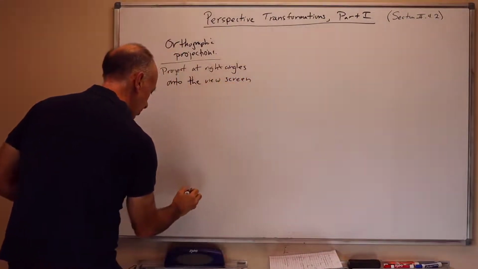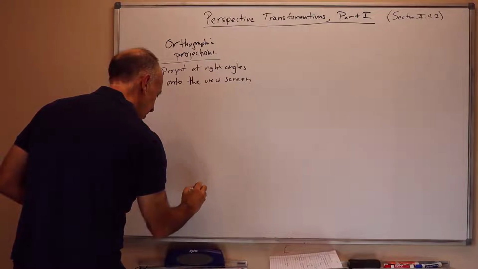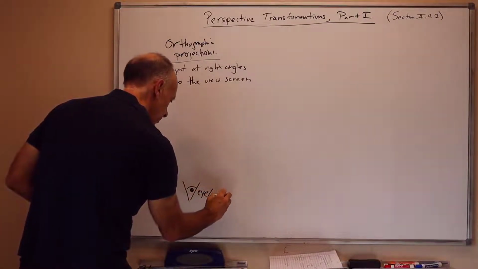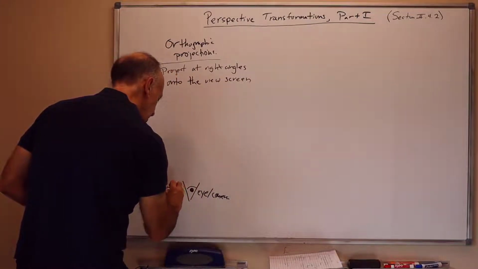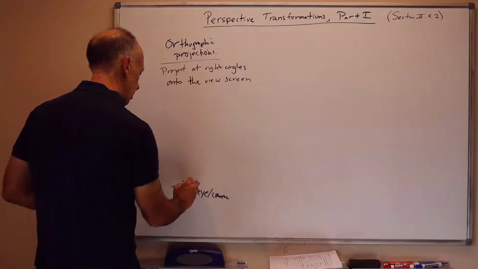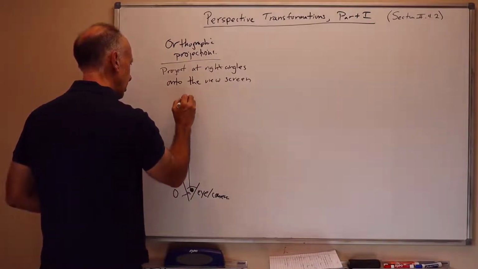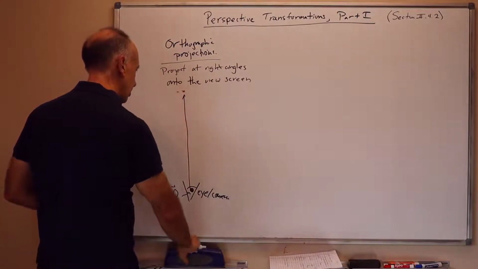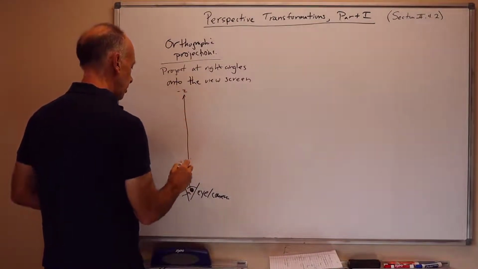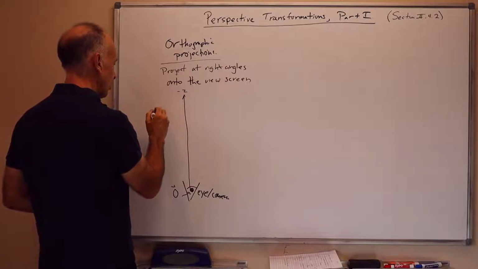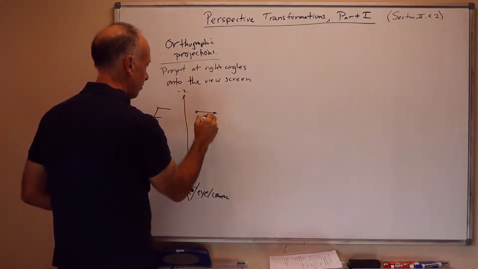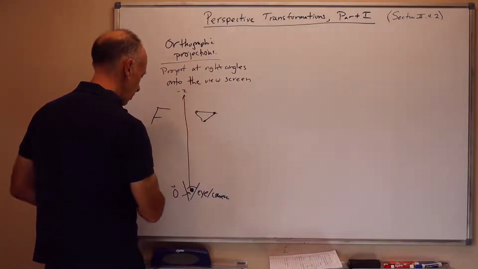We've got the viewer, which I'll draw as a little stylized eye here. This is meant to be an eye or a camera. And by convention, the viewer will be sitting at the origin and looking in the negative z direction. So here's the negative z-axis pointing up. We have some sort of top view here, and there's some objects sitting here in space. So maybe there's an F shape, maybe there's a triangle, and there's a view screen.